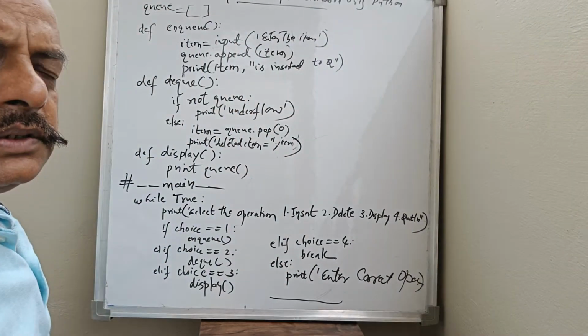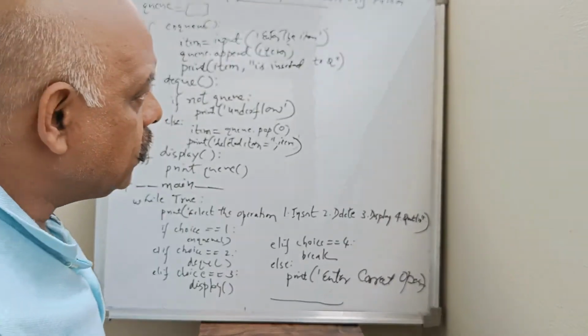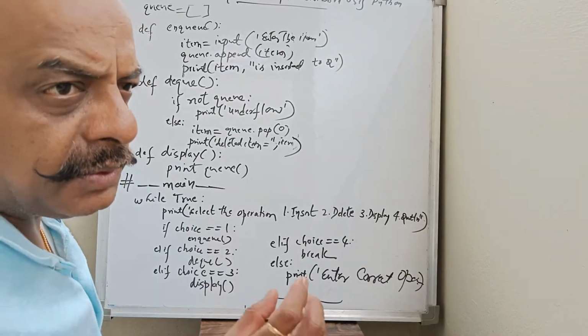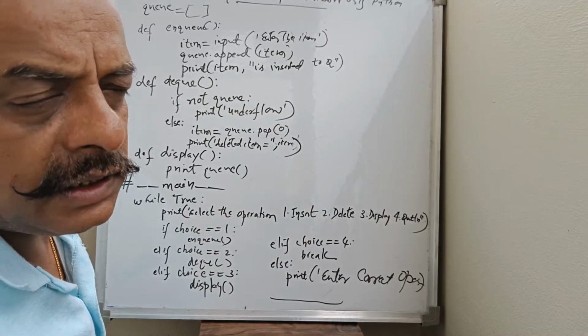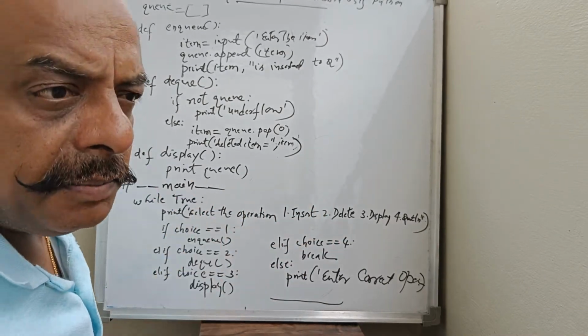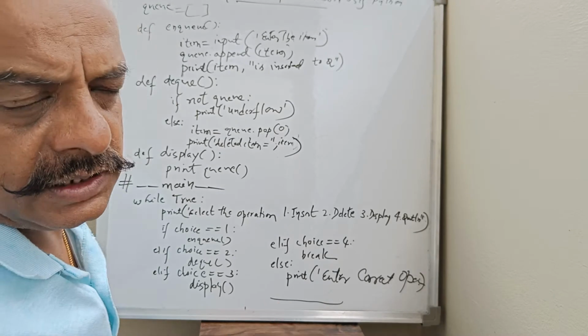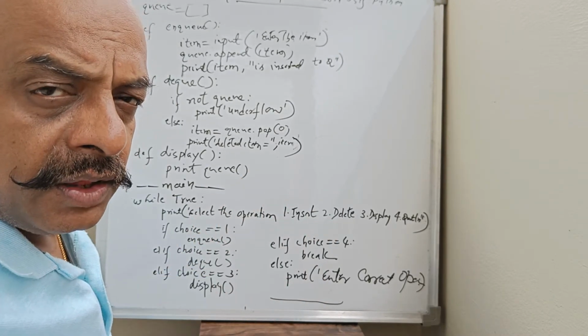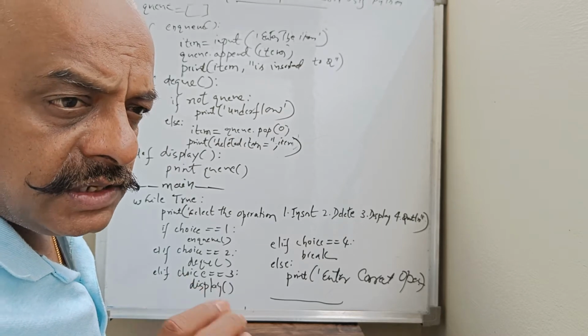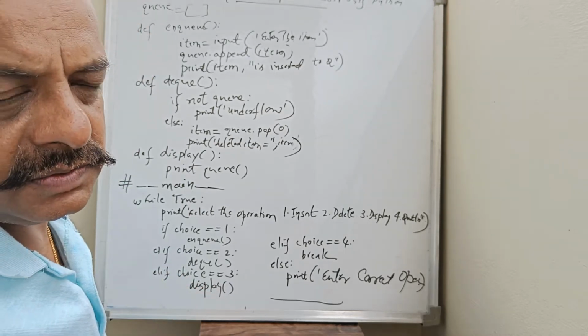Hello, good morning. In this class, we'll discuss the implementation of queue using Python. Again, with the help of a built-in data structure, the list, you can implement a queue. So, what is a queue? A queue is a first in, first out data structure.